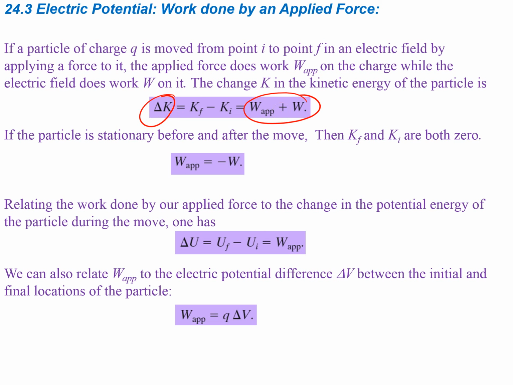If the particle is stationary before and after the move, so it's not moving, then Kf and Ki are both 0, which means that the applied work is going to equal the opposite of the work due to the electric field. Now, relating the work done by our applied force to the change in potential energy of the particle during the move, our change of potential energy would then be equal to just the work applied. We can also relate the work applied to the electric potential difference, delta V, between the initial and final locations of the particle. We just take this and relate it to that, using some of the equations that we had previously.